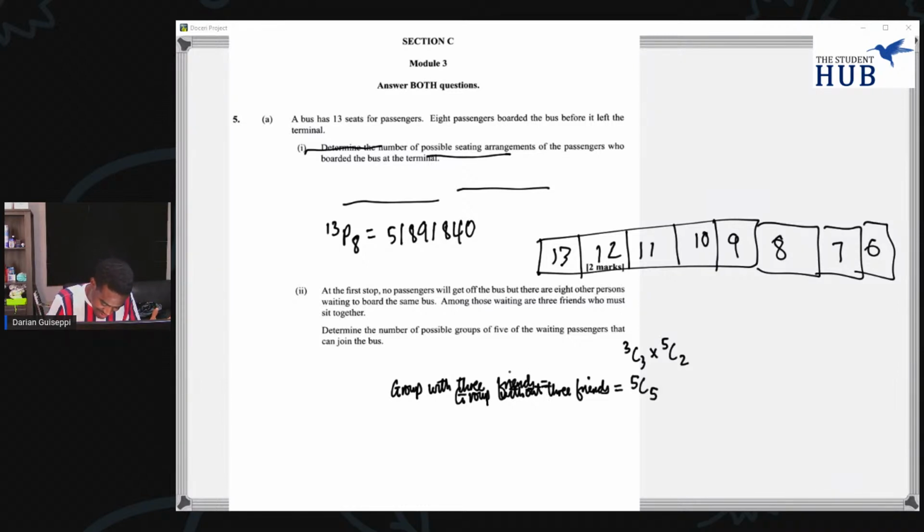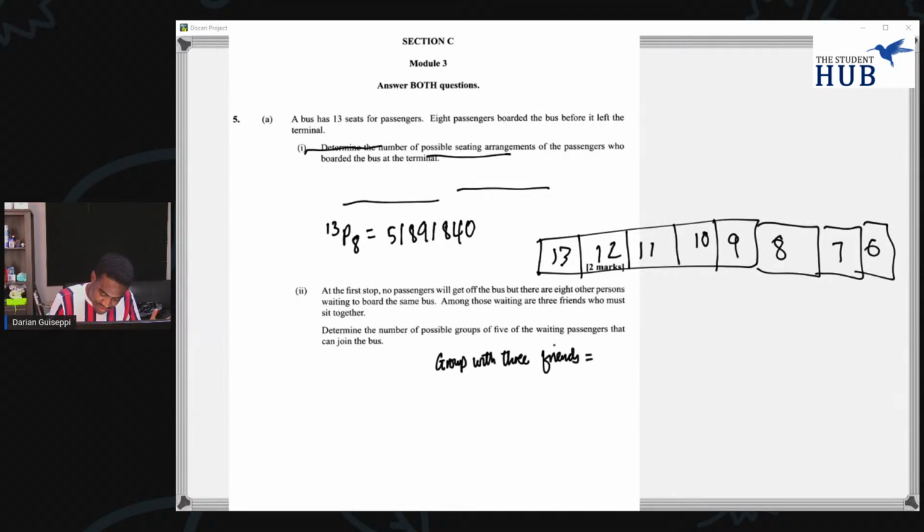And I need to go back a little bit, right? I need to go back because some of my stuff here is not aligning. So this is what will happen here. You will have the group with 3 friends, where you choose the 3 friends. So that is 3 choose 3. That's what you have. And then you multiply that by 5 choose 2.